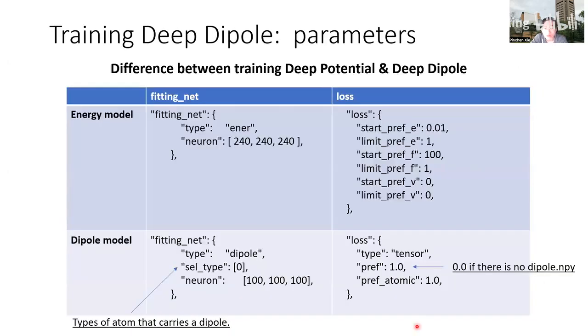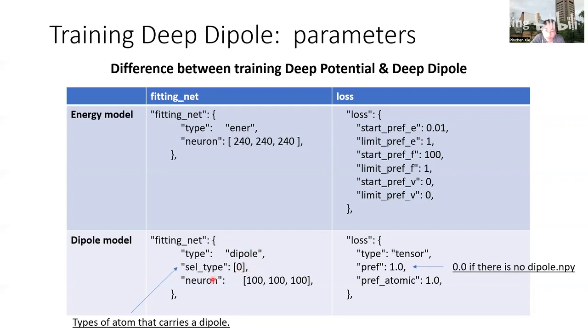And let's go to the training script. Let's see how the training script for deep dipole is written compared to the input for the deep potential. They are basically the same thing. There's only 2 minor differences. The first one is in the fitting net section. You need to specify the type to be dipole here, and choose the type of atom carrying the dipole.